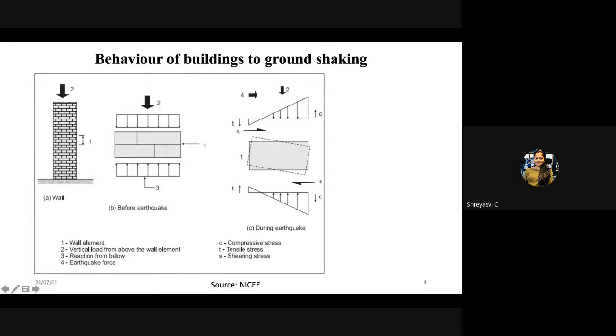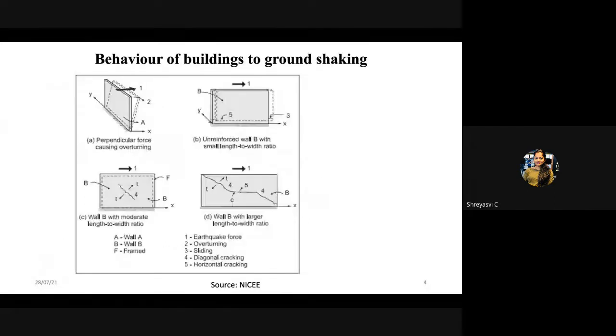So whenever we are subjecting it to a lateral load, then obviously you can expect some sort of shearing or some sort of torsional movement, as you can see in this one. So here the arrow represents the lateral load that is being applied. Similarly, whenever we are talking about different structural elements, first let us consider the case of a wall.